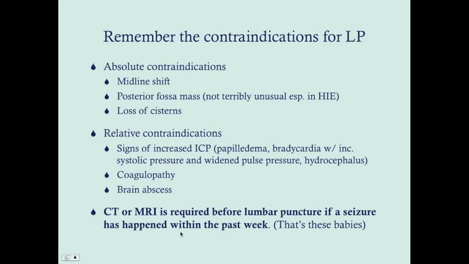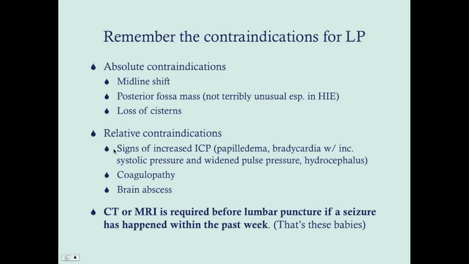So, the contraindications for LP. It's important to know this, not just for neonatal medicine and pediatrics, but also for adult medicine. The absolute contraindications for lumbar puncture are going to be a midline shift, a posterior fossa mass, and a loss of cisterns. The problem is that you're only going to know that these contraindications exist if you get a CT. This is typically going to be in patients who have papilledema, have signs of increased intracerebral pressure, or have a history of trauma. So that gives rise to these relative contraindications here.